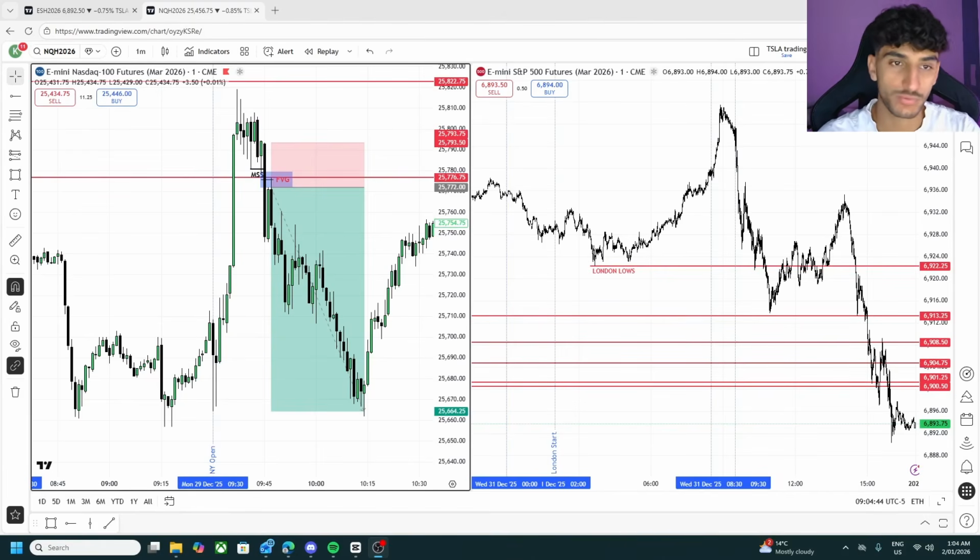In today's video we will be going through the ICT silver bullet model, a trade that I personally took on the 29th of September 2025.